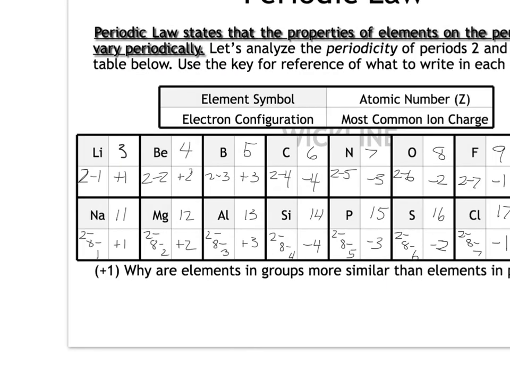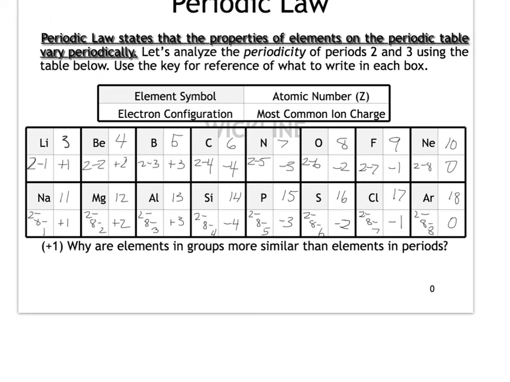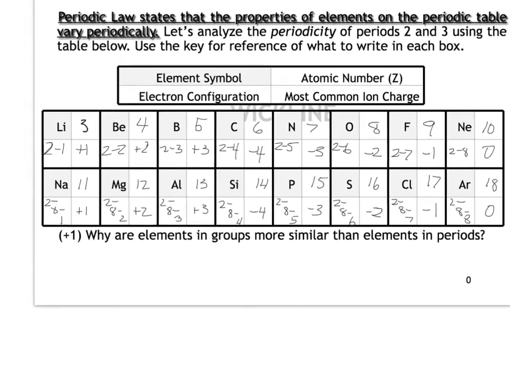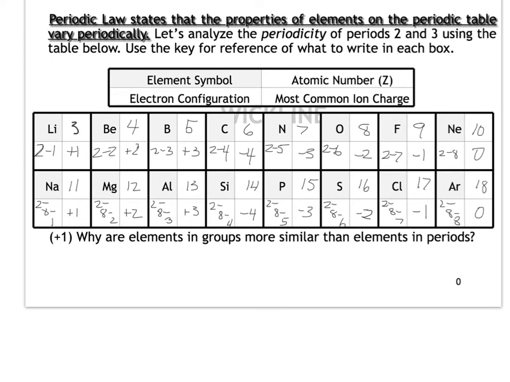So it seems like what group you're in has a strong effect on definitely what the last number is going to be in your electron configuration, but it also seems to have a strong effect on the most common ion charge. Therefore, elements in groups are far more similar than elements in periods, because elements in groups have the same number of electrons in the last electron shell, and they also have the same ion charge.